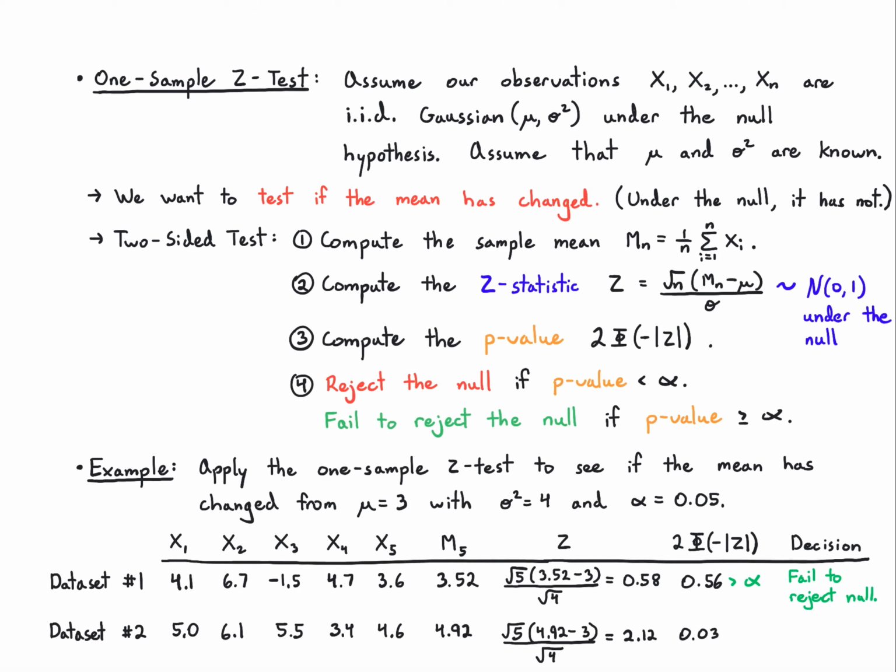When you plug this into 2 times phi minus absolute value of z, you get 0.034, which is less than 0.05. So in this case, you reject the null. What does that mean? It means that you do not believe that the null distribution, which is that the data was IID Gaussian with mean 3 and variance 4, explains the data according to this significance level of 0.05.